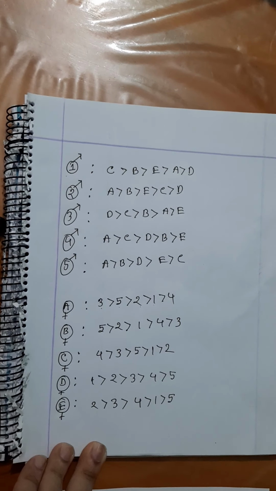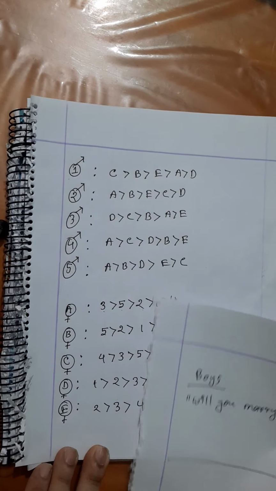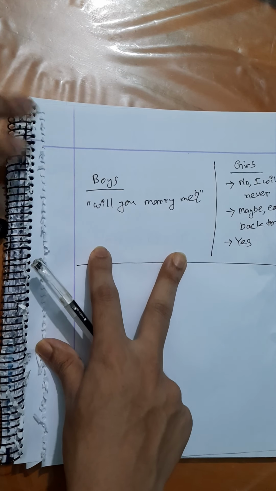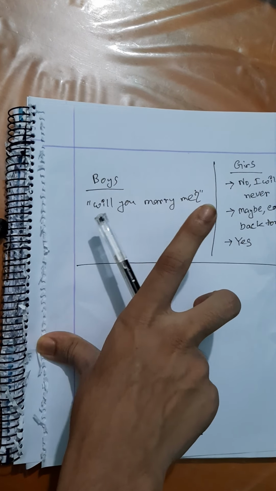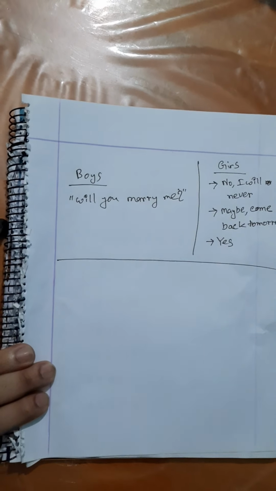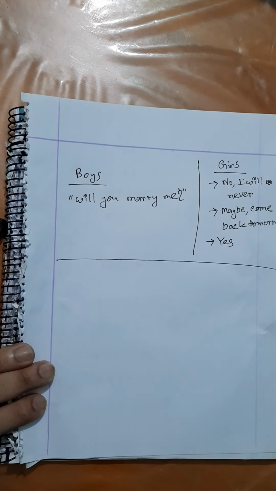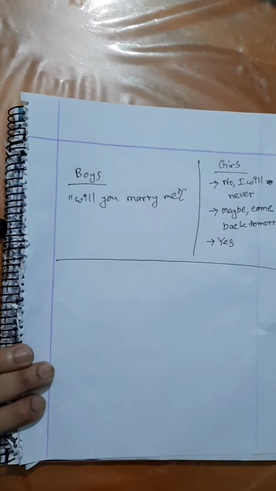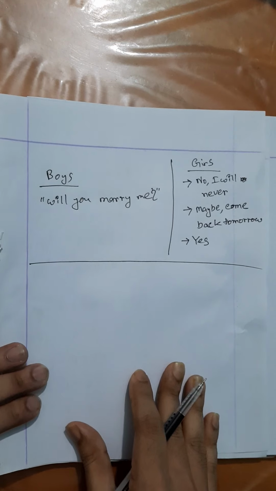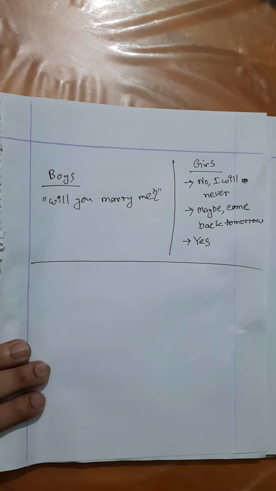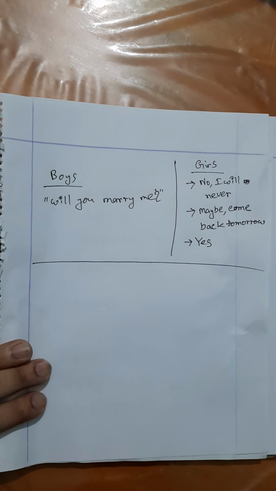Now that we have our preference list, what the boys will do is, all the boys will go to the girls and ask, will you marry me? And a girl can have 3 kinds of answer. The first one will be no, I will never, depending on the conditions, of course, I will tell you the conditions. The second one is going to be maybe, come back tomorrow. And the third one is of course yes. Which answer the girls will give to which boys, that is our question.